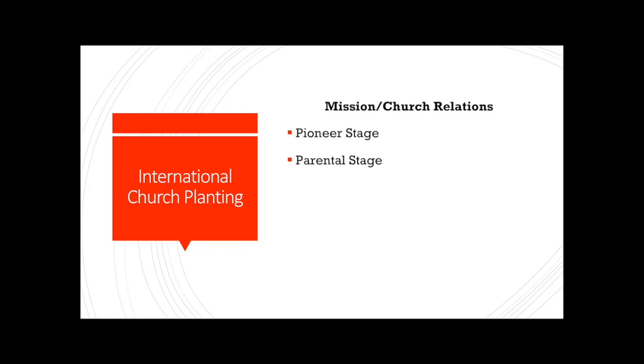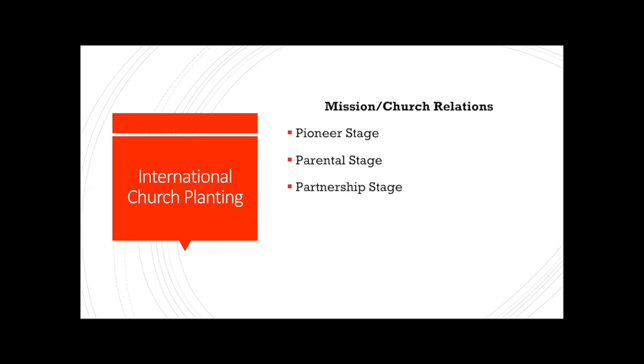A good way to avoid this paternalism developing in the parental stage is to do what we call shadow pastoring, meaning always putting the national person in front and having them come back to the missionary for advice. But they, the national or the insider, the person from within the people group, is the face of leadership. That can keep that paternalism from sneaking in while the nationals are being trained for leadership.